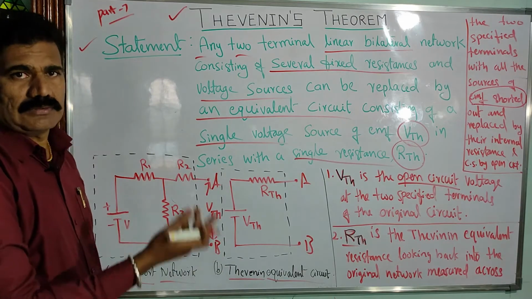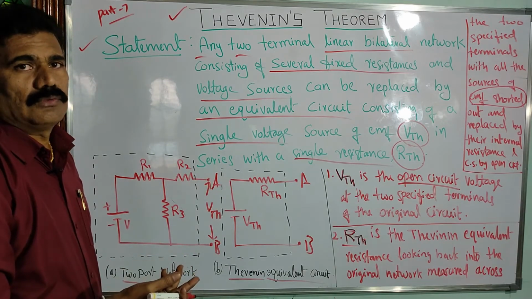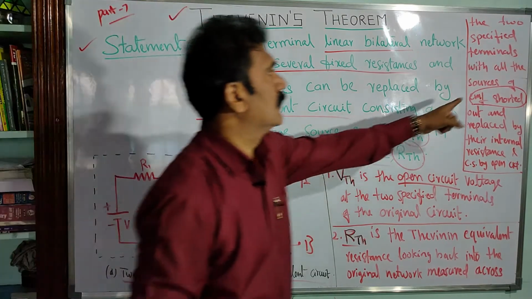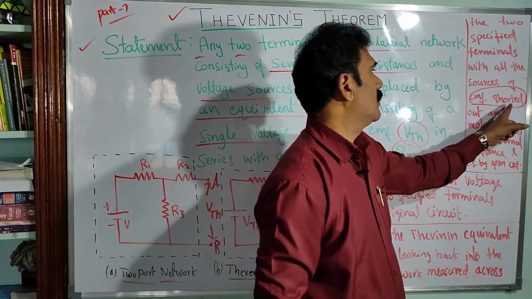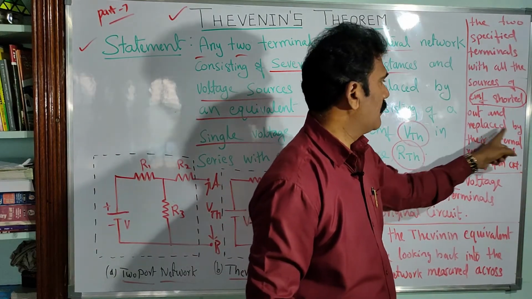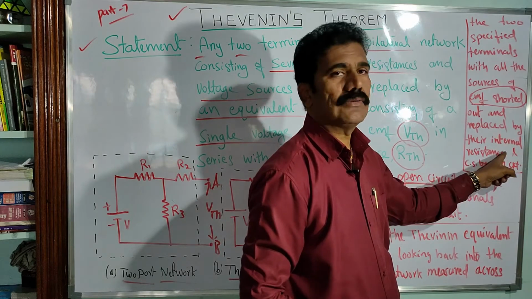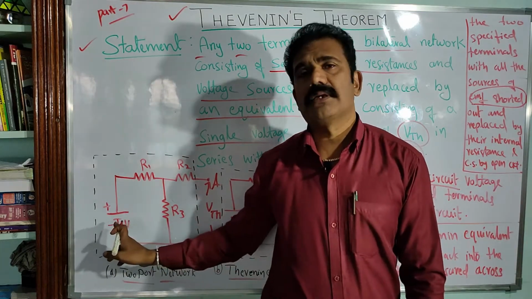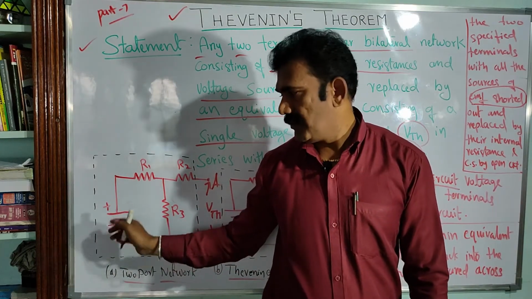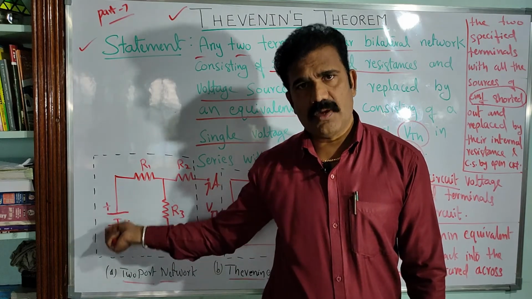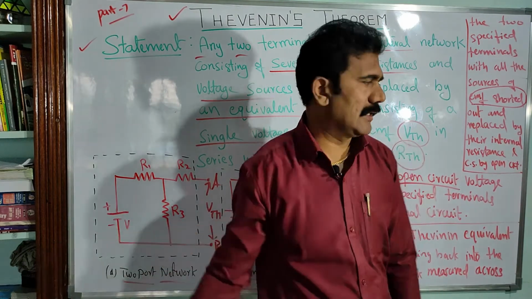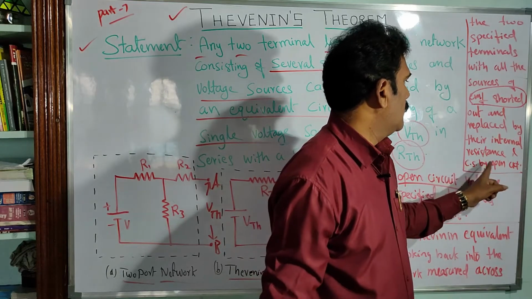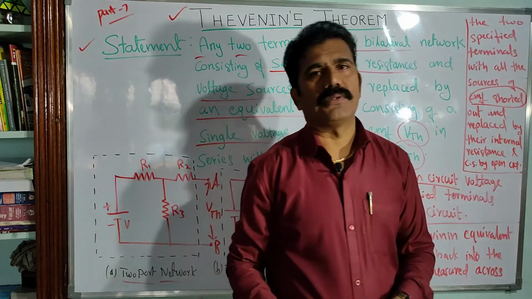And if there is a current source also in the circuit, what do you have to do with the current source? Look at here. All the voltage sources of EMF should be shorted out and replaced by their internal resistances. Suppose the source has a certain internal resistance, then you replace the voltage source by a small internal resistance. That is the condition. And then current sources by open circuit.